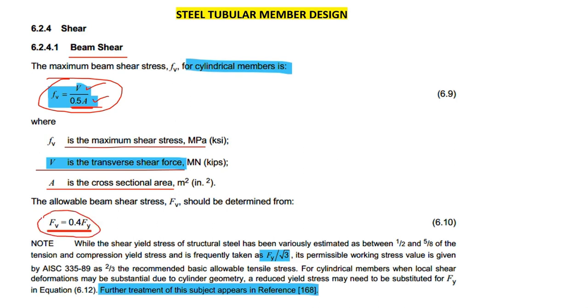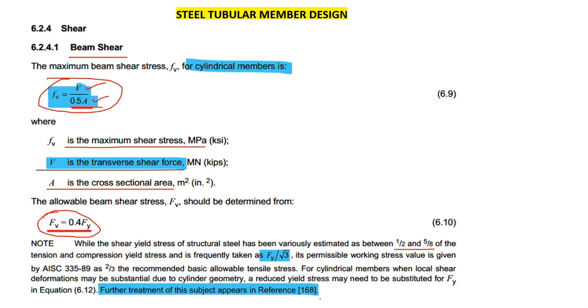Allowable bending stress is nothing but 0.4 times Fy. Allowable beam shear stress would be determined from 0.4 times the yield value. 40% of the yield value is taken as the allowable shear stress. While the shear yield stress of structural steel has been variously estimated as between 50% to 5 by 8 of the tension compression yield, frequently taken as 1 divided by square root of 3. 1 divided by square root of 3 is almost 0.577, almost 57, 58 percent.